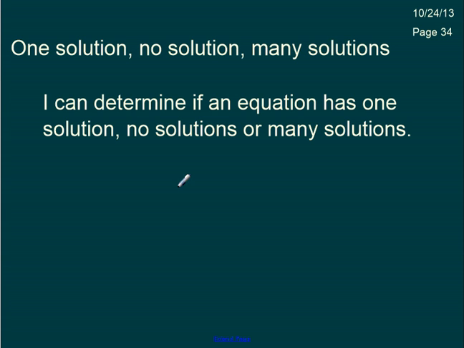All right, so our topic is one solution, no solution, many solutions. And your objective is: I can determine if an equation has one solution, no solutions, or many solutions. Up until this point, you guys have only been working with equations that have one solution. And you might be thinking to yourself, Mrs. Ott, I don't understand what you're getting at. Many solutions or no solutions? Well, yeah, there are actually some equations that you can't find a solution for. It just doesn't exist. And there are some equations that have an infinite number of solutions. We're going to look at a couple of those today.